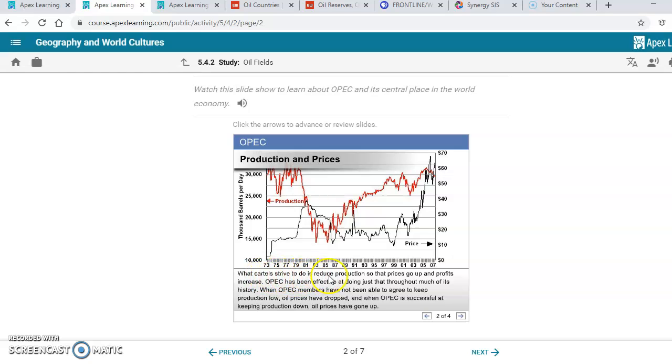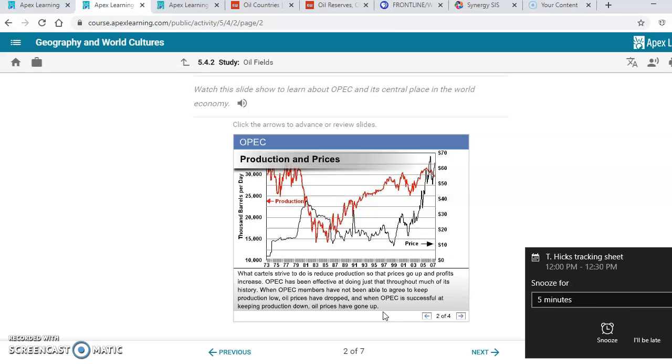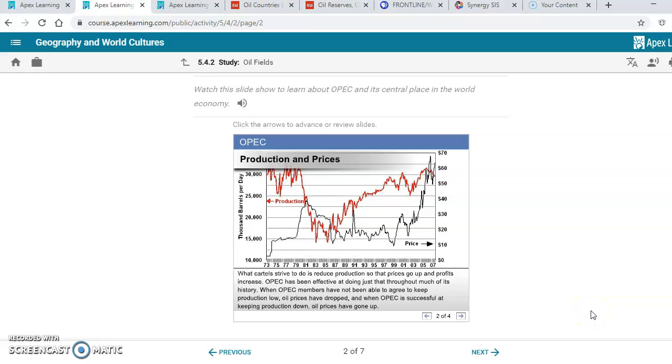What cartels strive to do is reduce production so that prices go up and profits increase revenue. OPEC has been effective at doing just that throughout much of its history. When OPEC members have not been able to agree to keep production low, oil prices have dropped. So the members within those Middle Eastern countries sometimes disagree and oil prices have to stabilize. And when OPEC is successful at keeping production down, oil prices have gone up or inflated. OPEC means Organization of Petroleum Exporting Countries. In other words, countries that actually have control of the oil because their country itself has the natural resource.